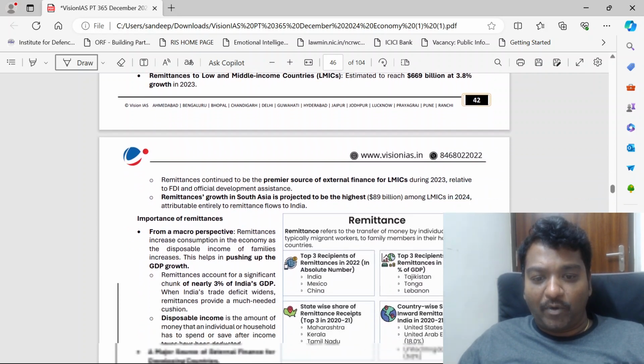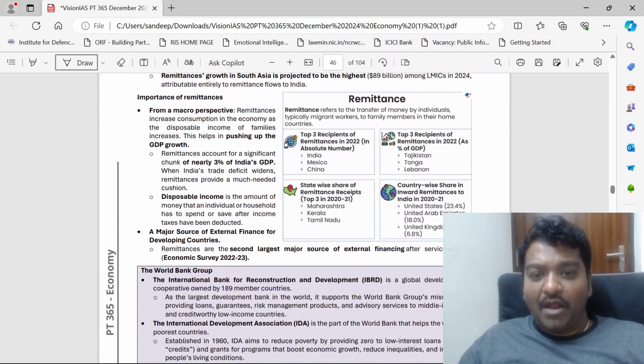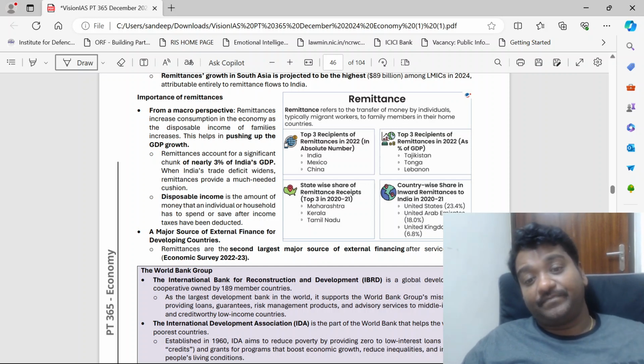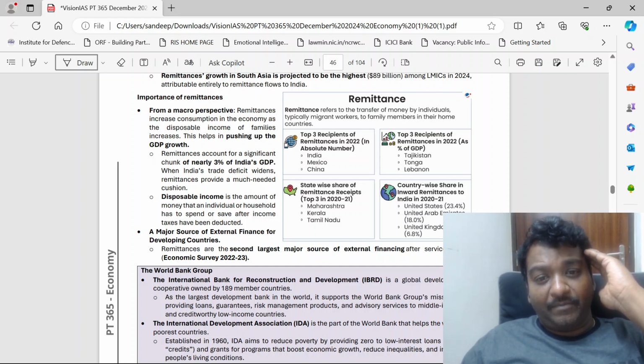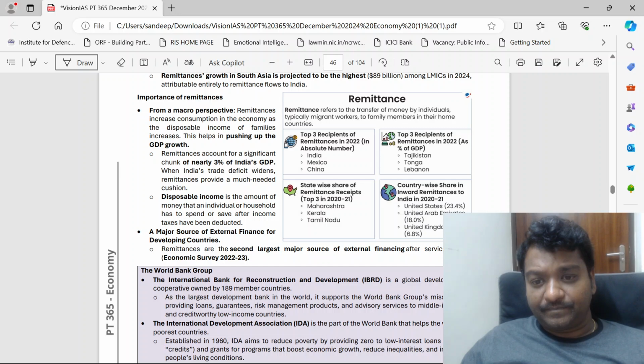Remittances annual report. Yeah, this is very important. Top 3 recipients of remittances in 2022: India first, Mexico second, China third. Top recipient of remittances in 2022 as percentage of GDP: Tajikistan. Okay. State-wise is important, guys. State-wise share of remittance receipts: Maharashtra first. Okay, Kerala second. Normally people think Kerala, but it is Maharashtra first, Kerala second, third is Tamil Nadu.